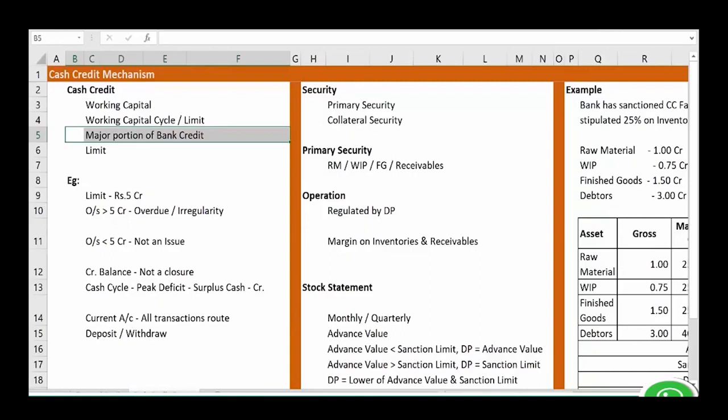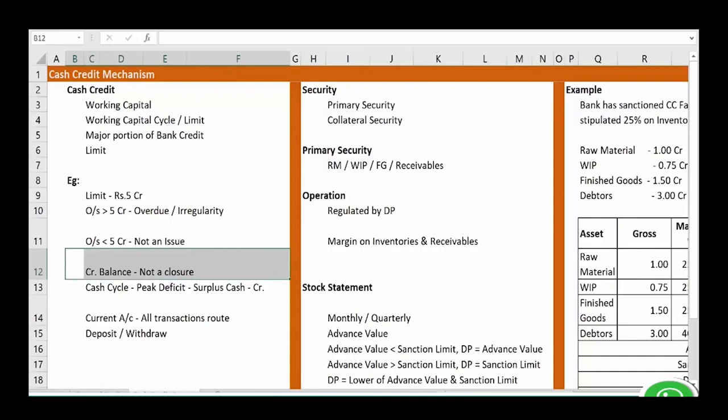See, just now I mentioned that this facility is sanctioned as a limit. It means an assessed limit will be given and the borrower can operate the facility within that limit. Say for example, if the limit sanctioned is rupees 5 crore, then the borrower should operate this facility within rupees 5 crore. If outstanding in the facility exceeds the sanction limit, then it amounts to overdue and irregularity. On the other side, if outstanding is less than the sanction limit, then that is not an issue. Sometimes this facility may even have credit balances, but that does not mean the facility is closed.